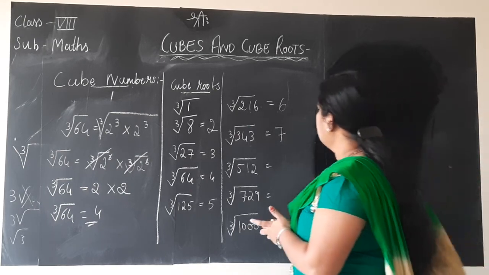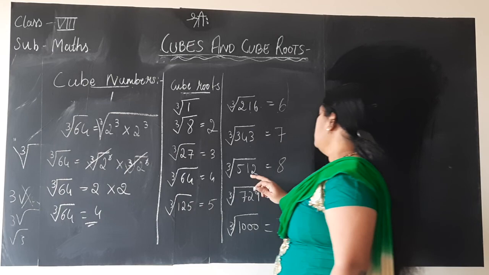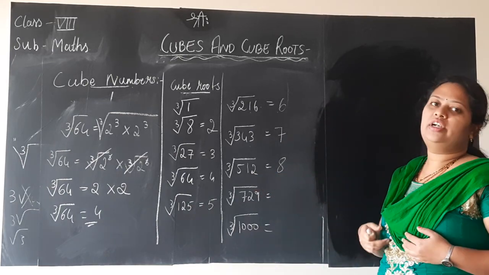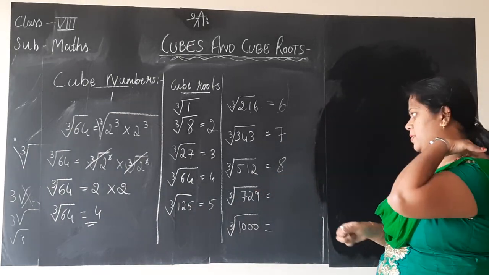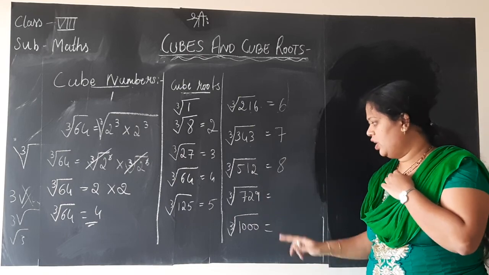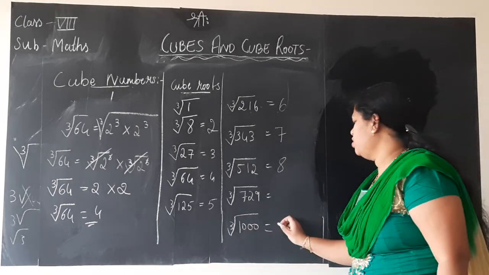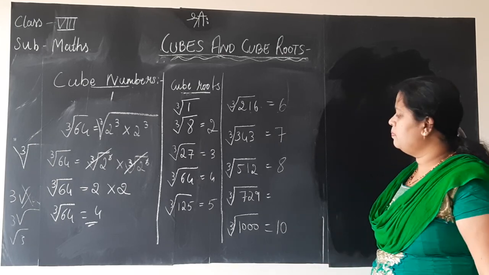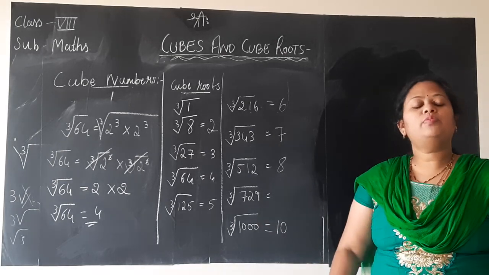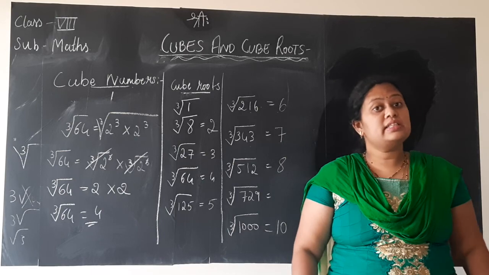Cube root of 512 is 8. 8 8s are 64, 64 into 8, you get 512. Before doing it for 9, I will show it for 1000. Cube root of 1000 is clearly 10. Now we already know that cube root of 729 is 9.